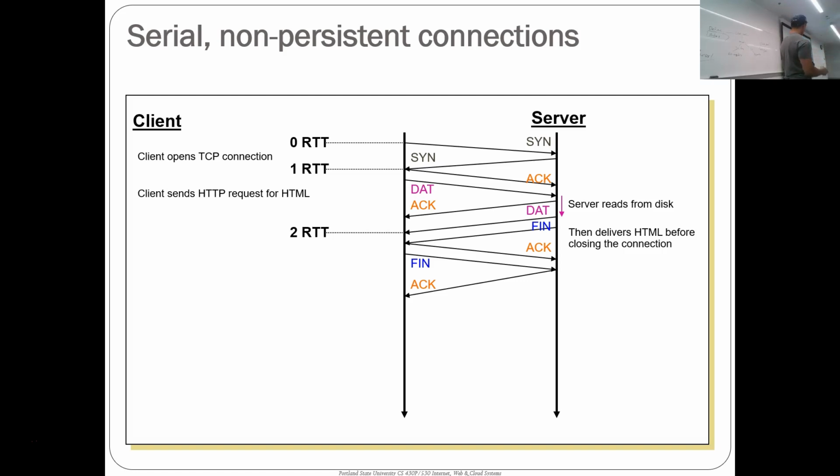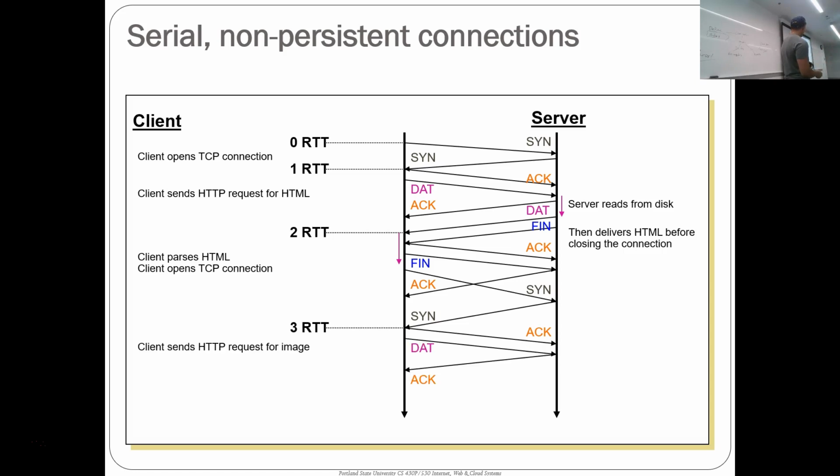And then what I need to do is I need to get the embedded images. So I'm gonna have to do this all over again. I have to create a 3-way handshake. Well, I parse the HTML, and then I know I have to go right back to the server and get a bunch of images. I have to do a handshake, to send the request, and then the server reads the image from the disk, sends it back. Look at all these round trip times to get a base page and an image. So at least 4 round trip times plus a transmission time.